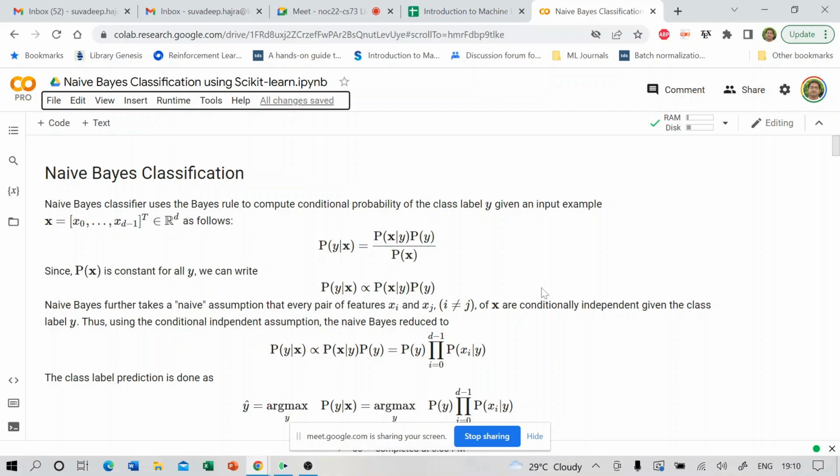So suppose this is generated by 1 over square root of 2 pi sigma 2 squared, e to the power minus x.